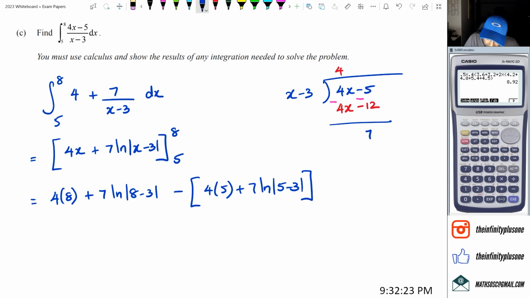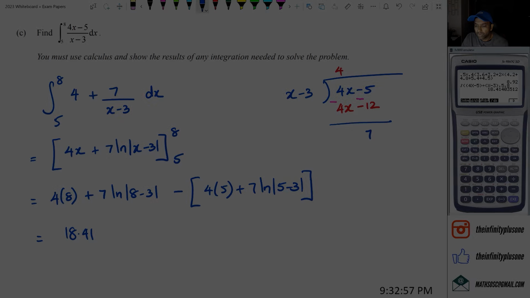And of course, remember what I said to you guys earlier in this paper. For these types of questions, don't waste your time calculating it. Just go into integral, put in the equation, which is 4x minus 5 divided by x minus 3, and that's between 5 and 8. And we've got 18.41.